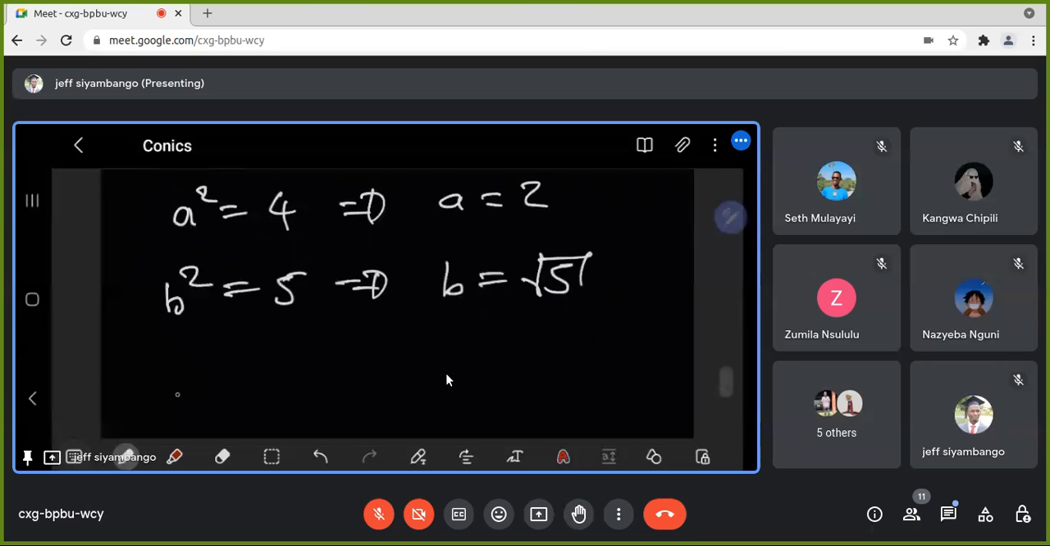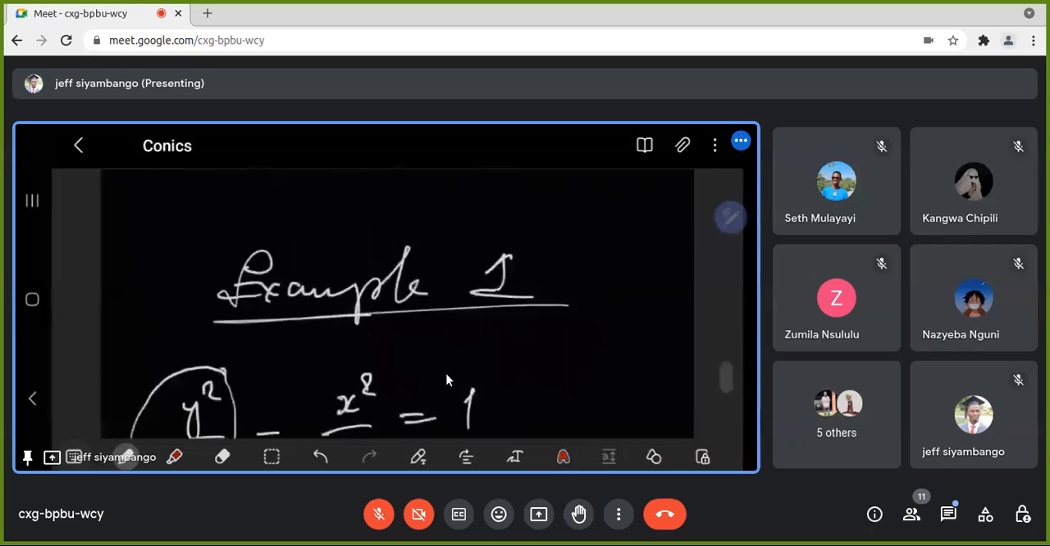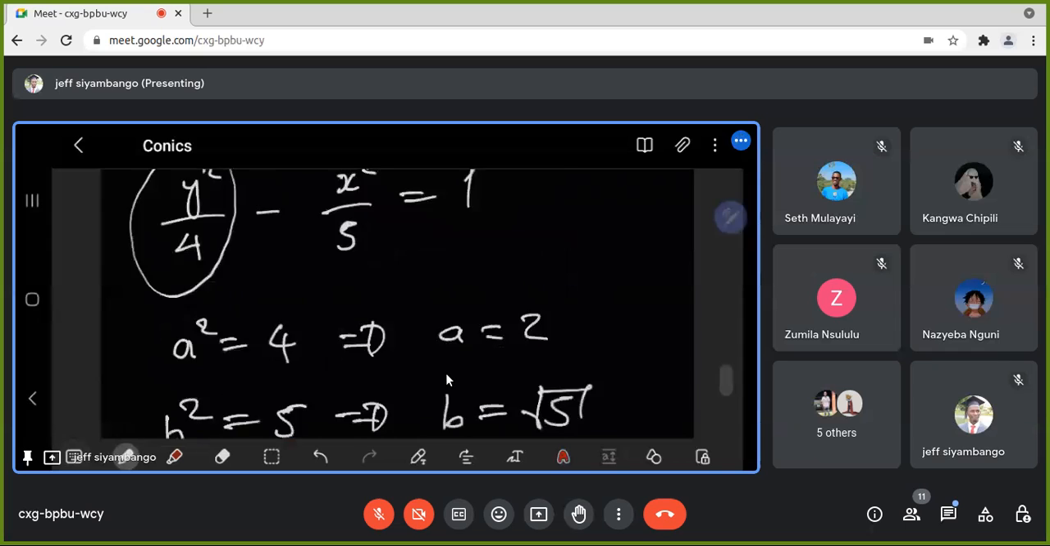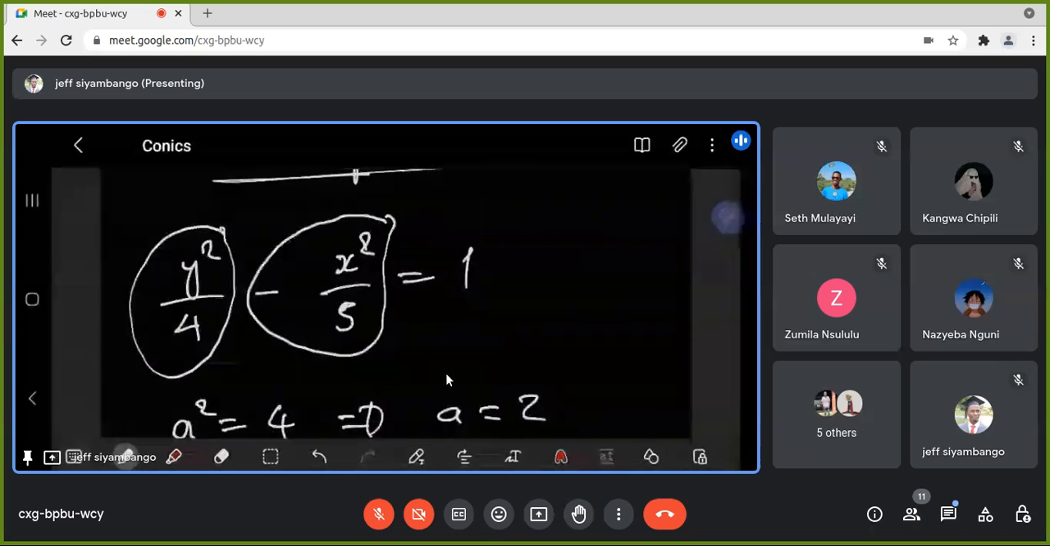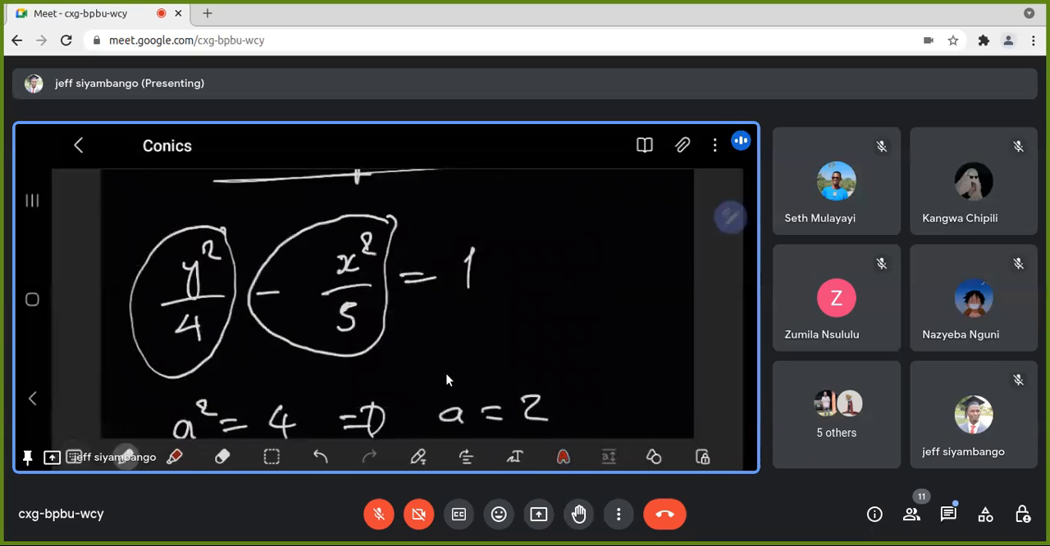How about c? We know that for a hyperbola, c squared is equal to a squared plus b squared. This implies that when we add them, a squared is 4, b squared is 5, so we get 9, and then taking the square root, c comes out as 3. So you now have a, b, and c. So finding the foci and the vertices becomes easy. This is a hyperbola centered at the origin. And when we look at where the negative is, it's with the x-axis. So you know this wraps around the y-axis.